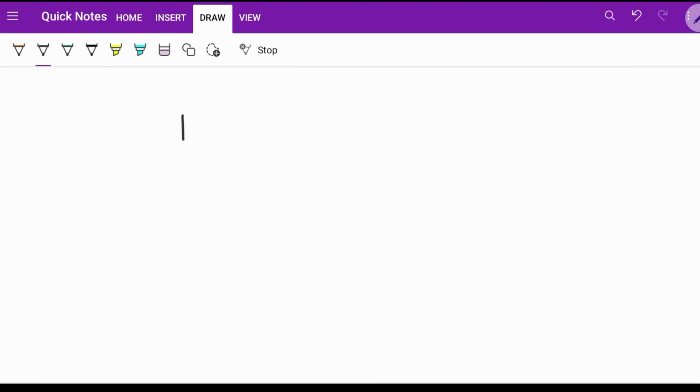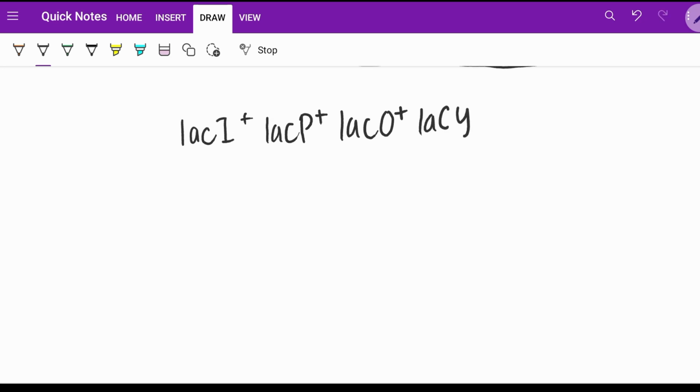Let's say we have lac I plus, lac P plus, lac O plus, lac Y negative, and lac Z plus. So what would happen in this strain? Well, lac I is plus, so that means the correct repressor protein would be made, meaning this would have normal regulation.